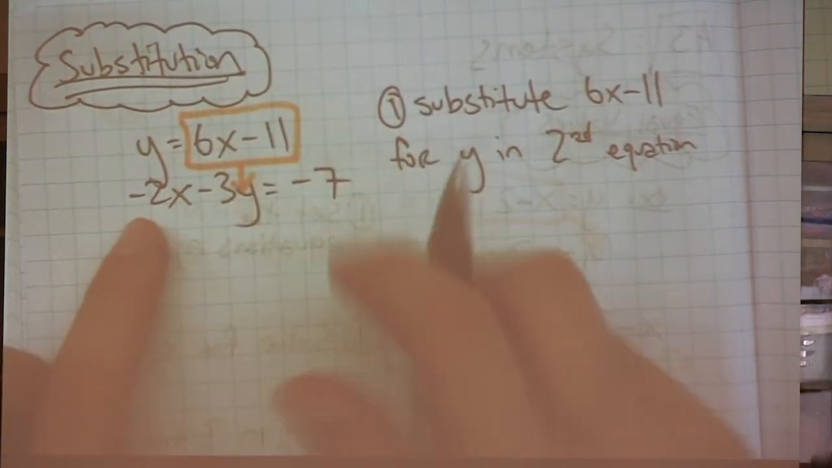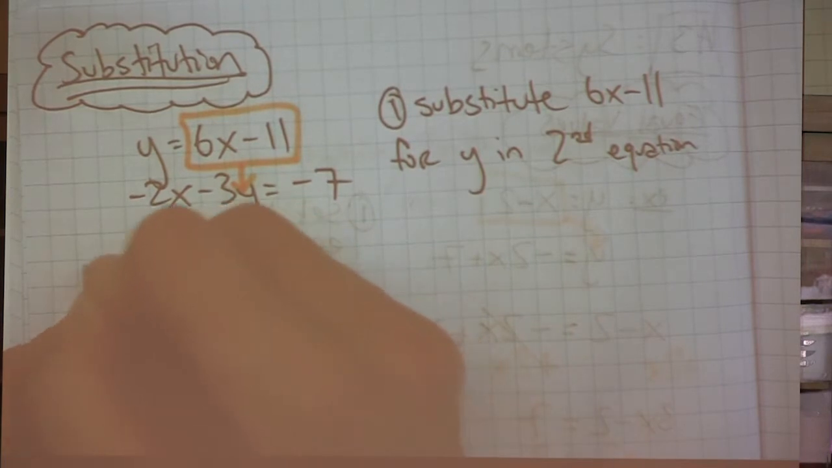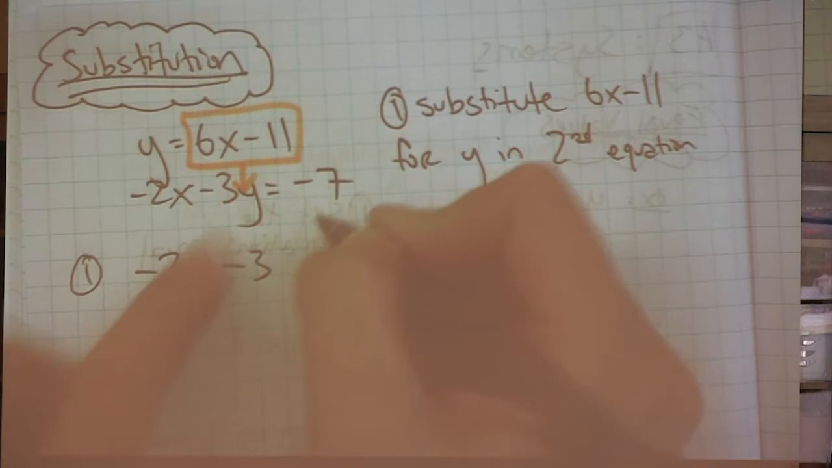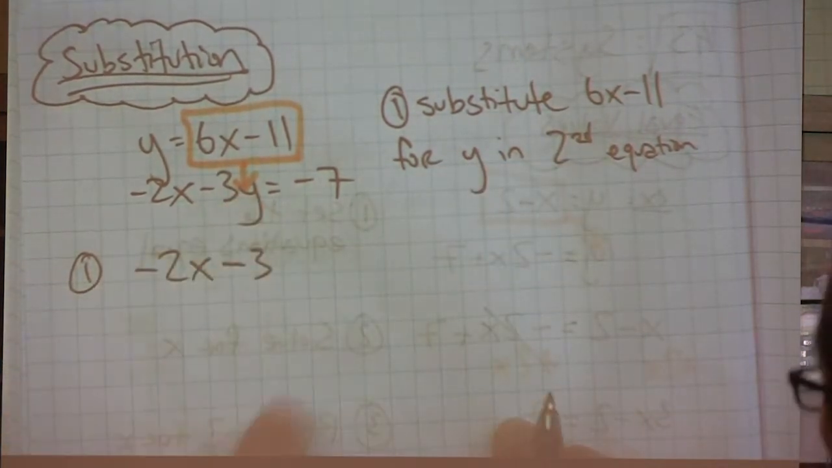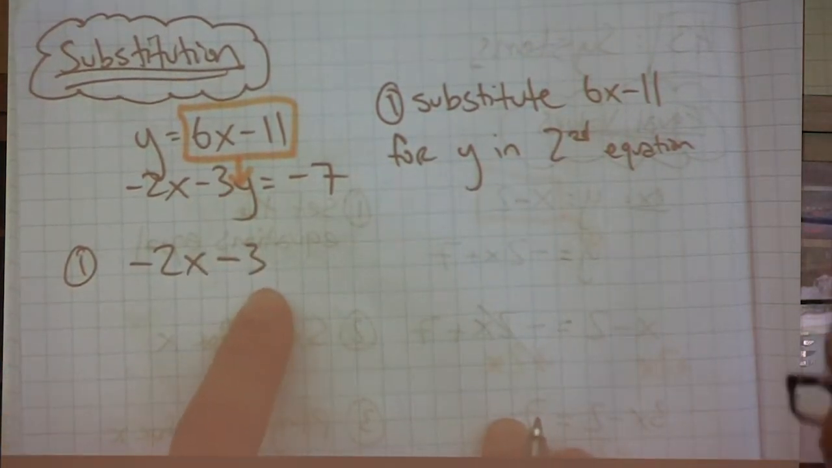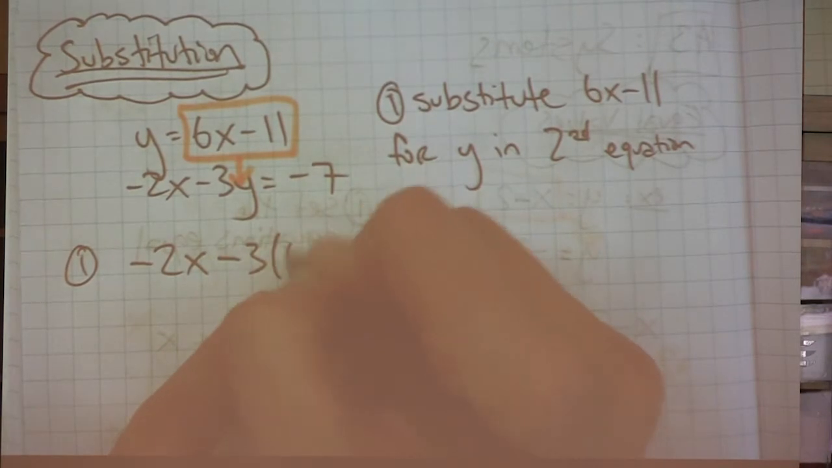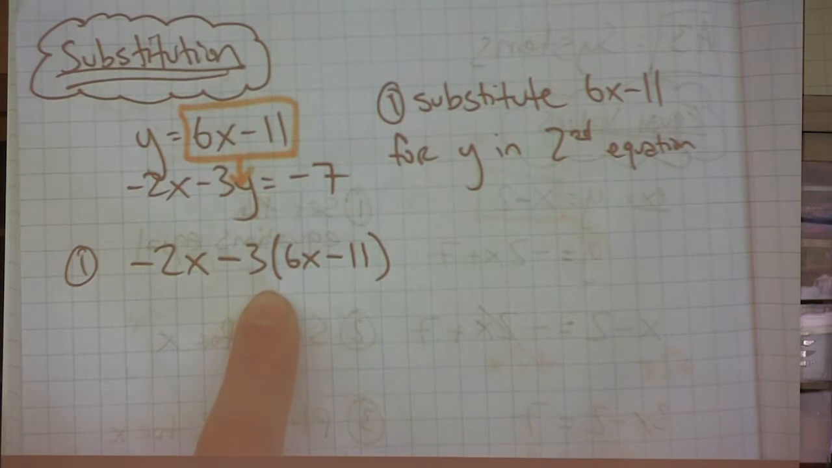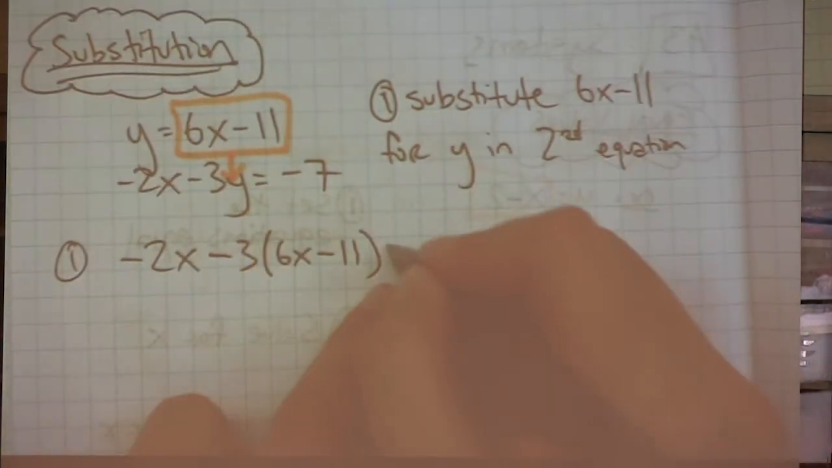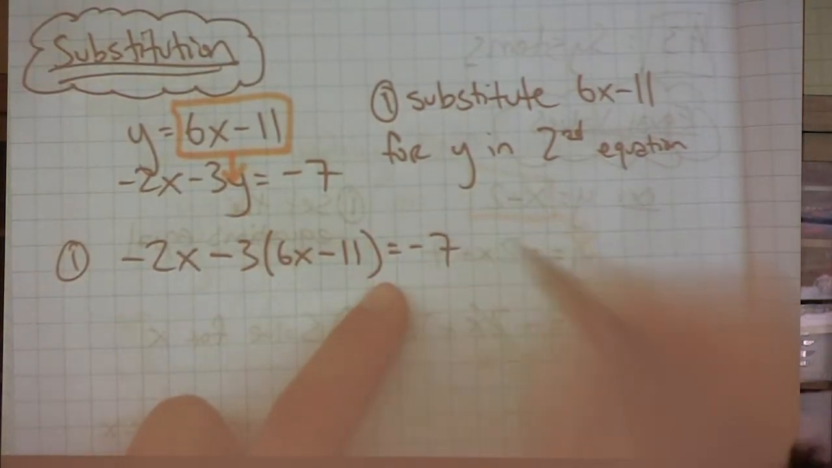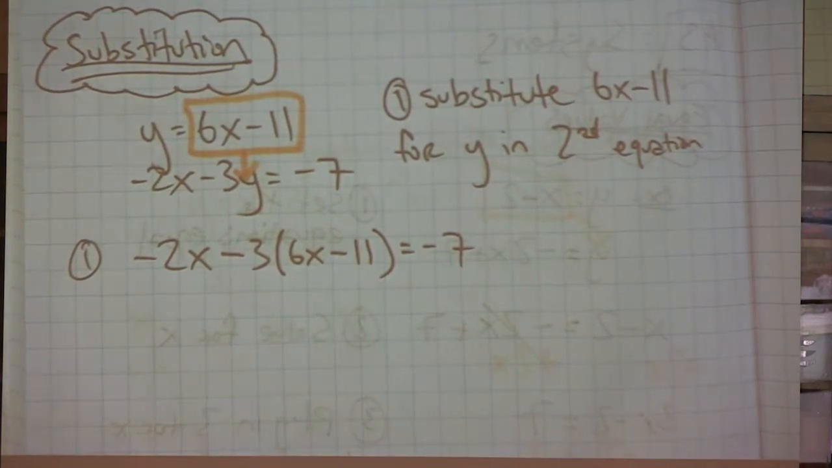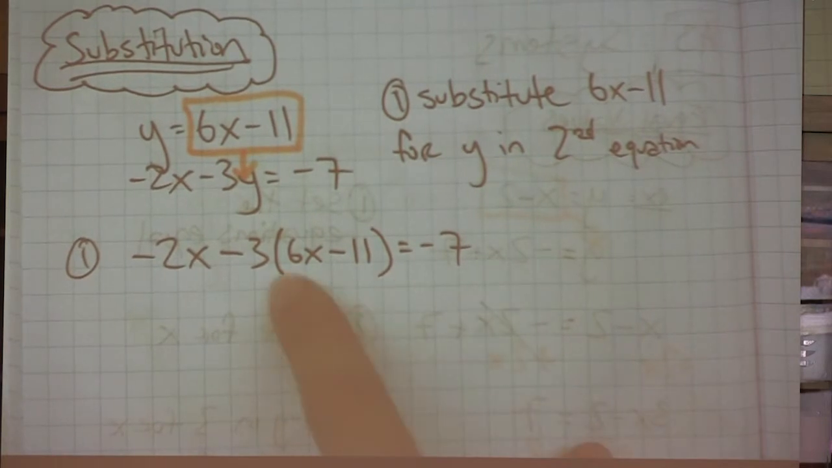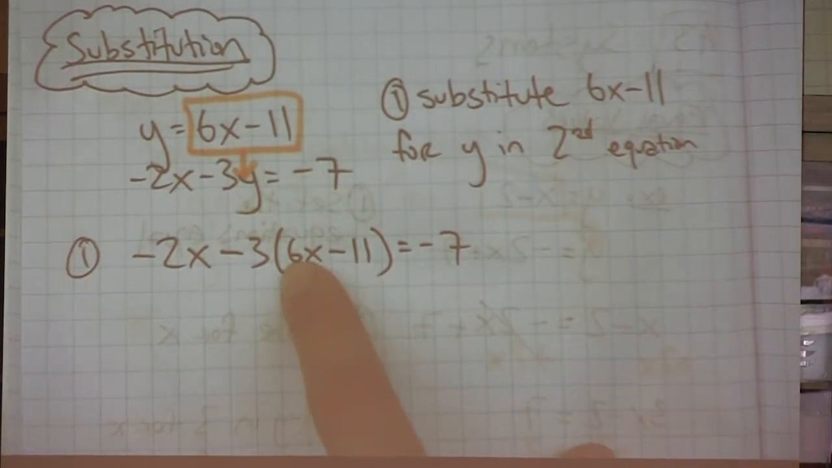Ready? It starts with a negative 2. Then there's an x. Then there's a minus. Then there's a 3. And now I get to the y, and I'm not writing y. I'm writing, instead, 6x minus 11, and putting that equal to negative 7. You must put it in parentheses because of the distributive property.